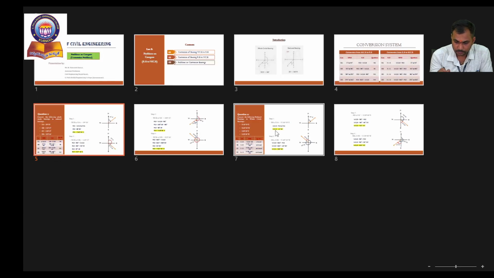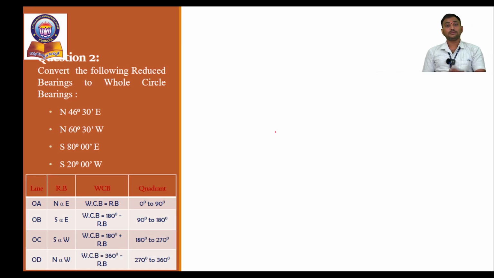North 46 degrees 30 minutes east, north 60 degrees 30 minutes west, south 80 degrees 0 minutes east, south 20 degrees 0 minutes west. Just observe that all the bearing values are between 0 and 90. That's why this is the quadrant bearing system. Okay, my dear students, now we will solve the problem.